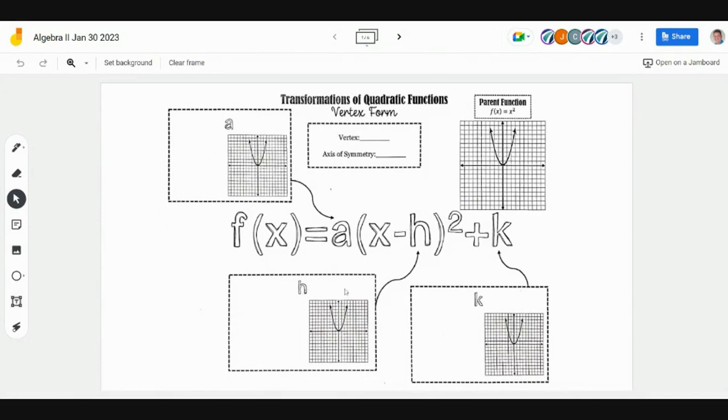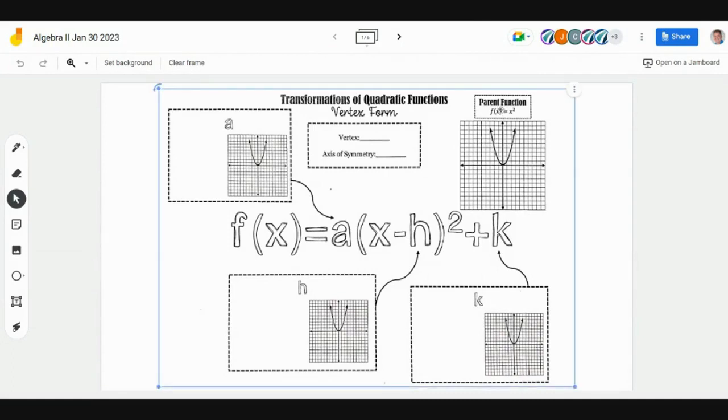Okay, so this is looking at quadratic functions and all the things that can cause transformations. Now just a standard quadratic function, we know, is f of x equals x squared, what we call the parent function, because that is without any transformations at all. It's just straight up right there.